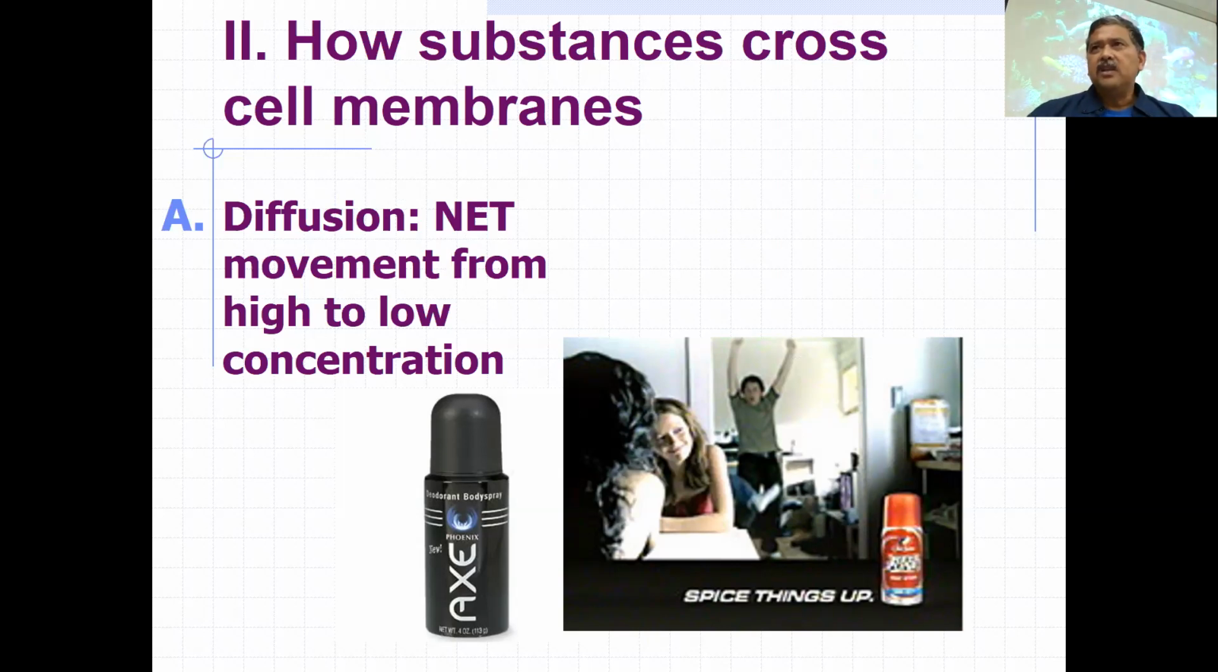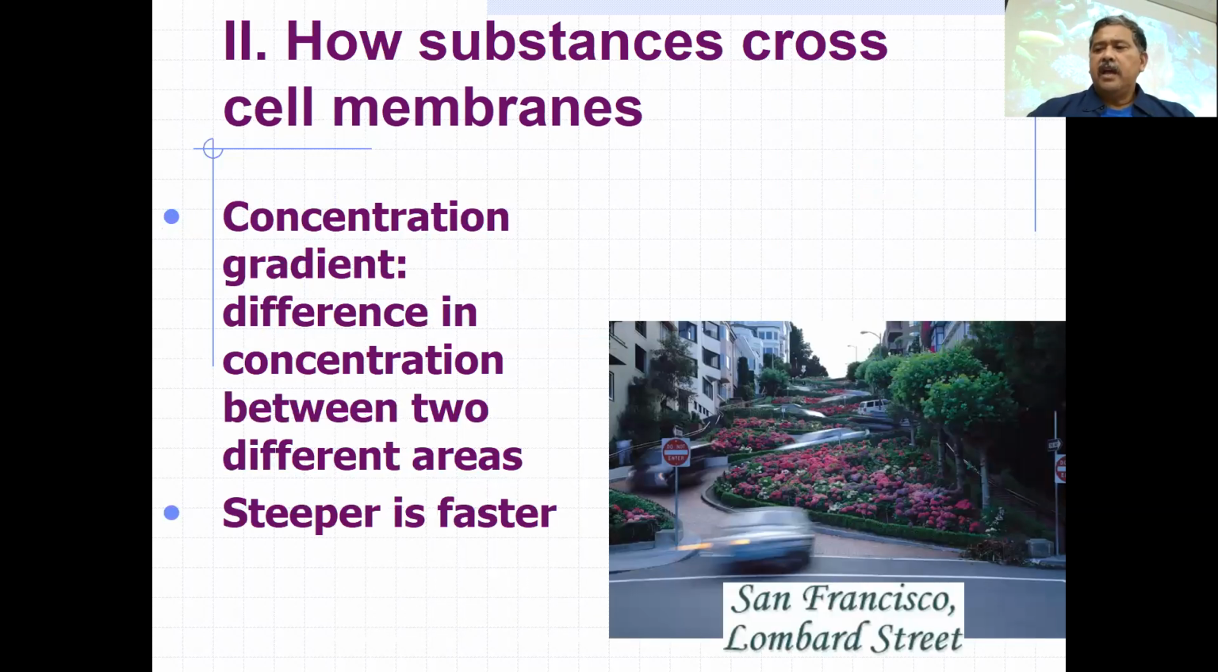Now we say it's a net movement because one of those scent molecules doesn't have to go completely away from the can. It can go back and forth and side to side, but the net movement, the overall movement, is that those scent molecules are moving out away from the can. Now the rate of this movement is greater in different situations, and so we see that there's something called the concentration gradient. The concentration gradient, it says here, is a difference in concentration between two different areas. It says steeper is faster.